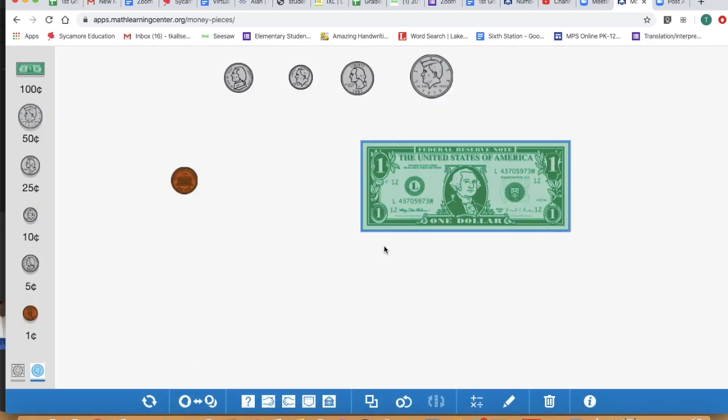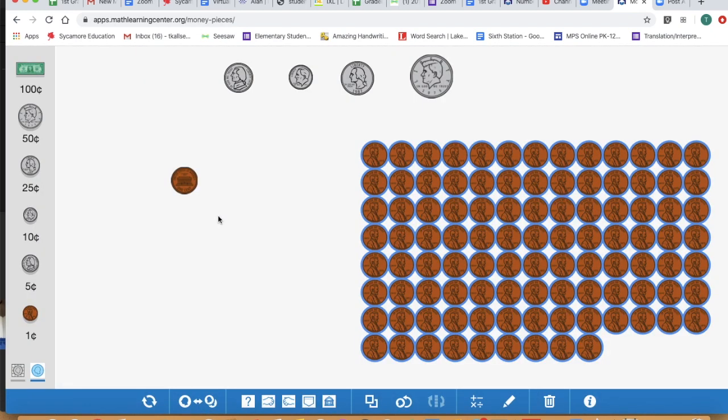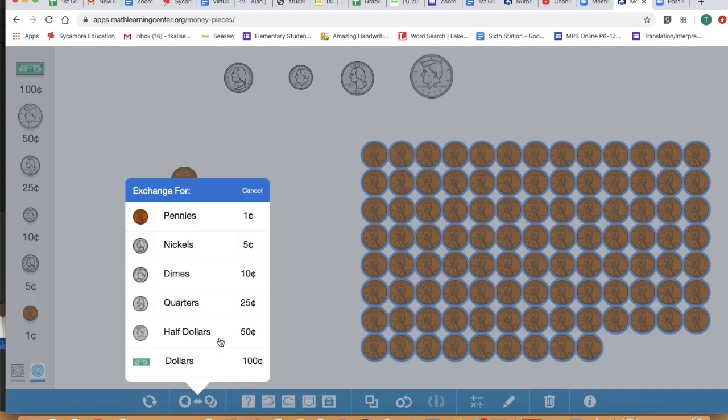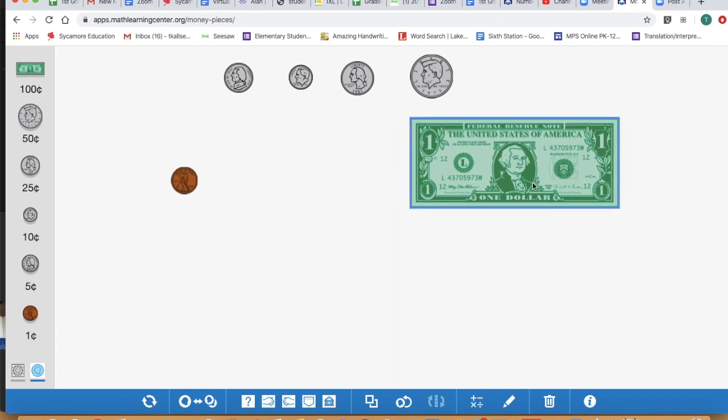So if I have $1 and I want to switch it to pennies, it would look like that. So this amount is the same amount as $1. And I need 100 of these if I want to have $1.